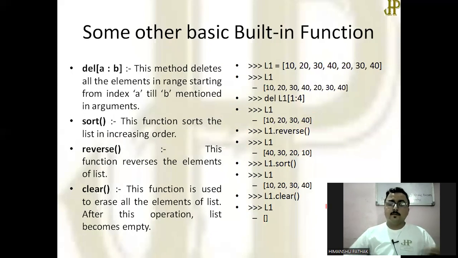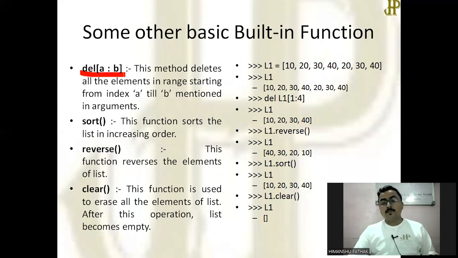There is another functionality, or you can say there is no such function, but there is a trick of slicing. By doing this, you can delete the data. That is del, and you have to pass A colon B. So this method deletes all the elements in the range starting from index A till B mentioned in the argument.